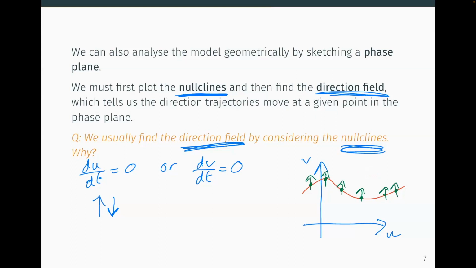Likewise, if we're on dv dt equals 0, I'll sketch this in purple, say, suppose we've got a line like this. In this case, we can only go left or right. If dv dt is equal to 0, by definition, there's no change in my v. I can only change in my u. So for example, I might have arrows that look like this. In fact, I'll change these arrows here on this right-hand side to make it more correct.